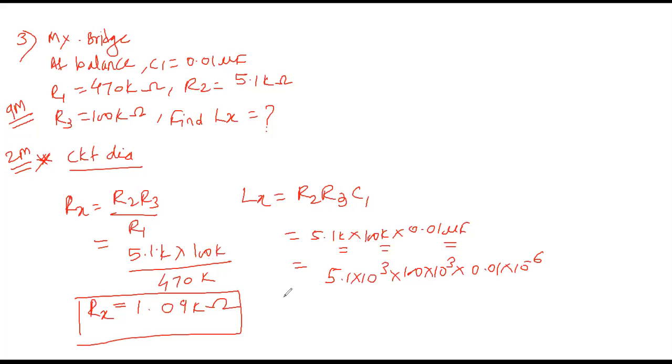Calculate it like this. What do you get? Unit is very important. Don't forget to write the unit. What is the unit? 5.1 Henry. We always measure inductor in Henry. So this is your final answer. Okay, don't forget to draw the circuit diagram. I have not drawn this. Okay, draw it first.